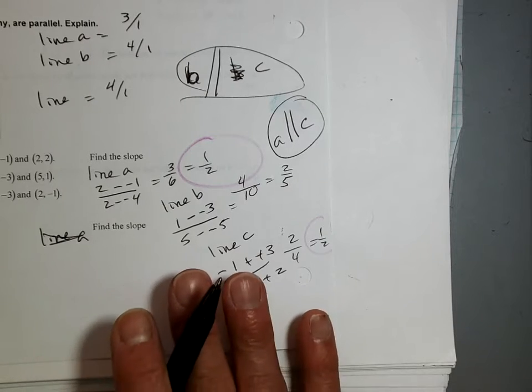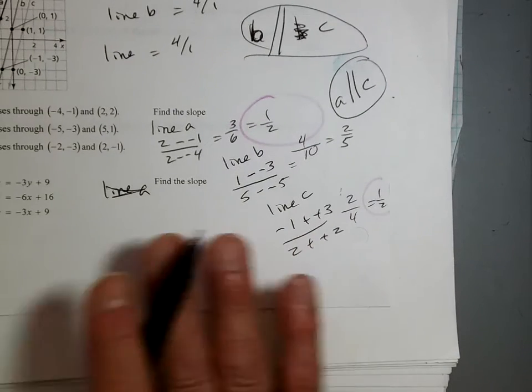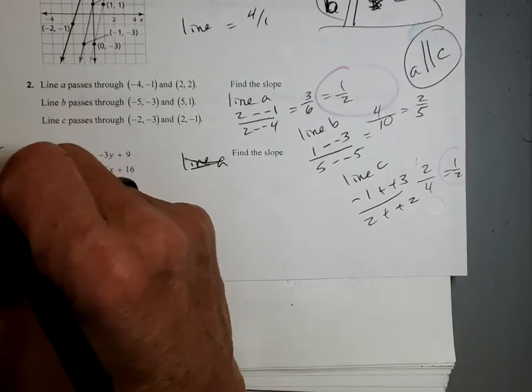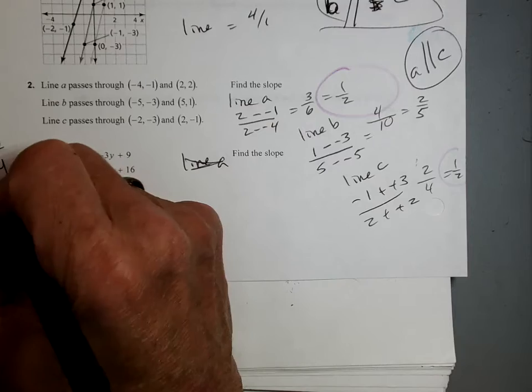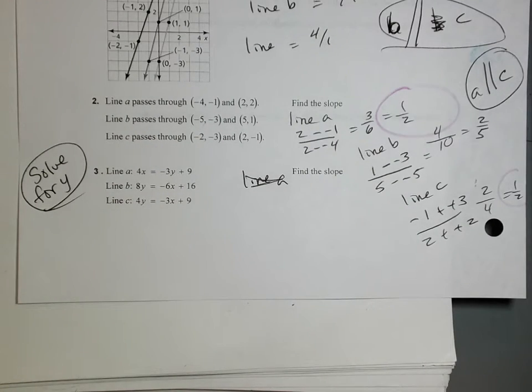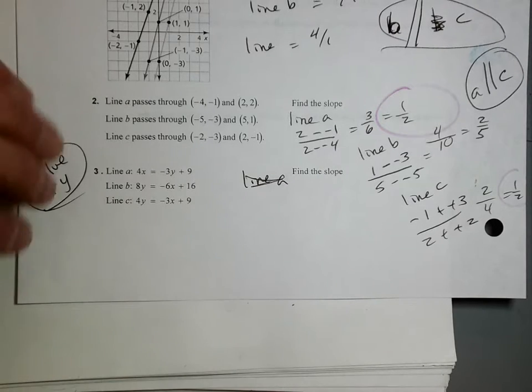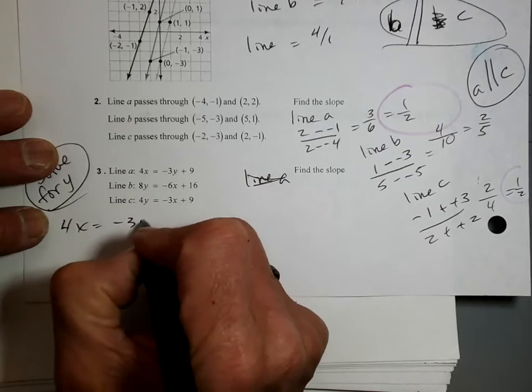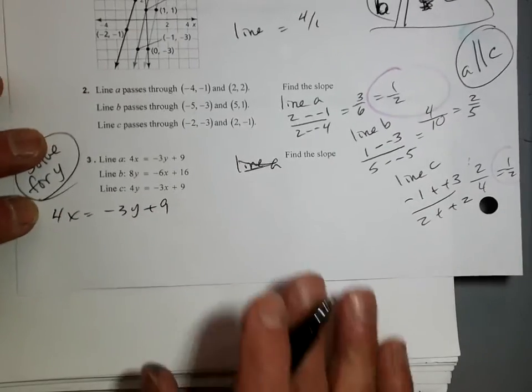3. So to find if these are all going to be equal, I'm just going to solve for y. I'm going to solve for y, so I've got y equals blah, blah, blah, and then I can look at the blah, blah, blah, and is it the same as the others, right? So I'm looking for slope. If I solve for y, I'm looking for slope. Okay, so first of all, let me do the first one. 4x is equal to negative 3y plus 9, right? I've got to solve for y.